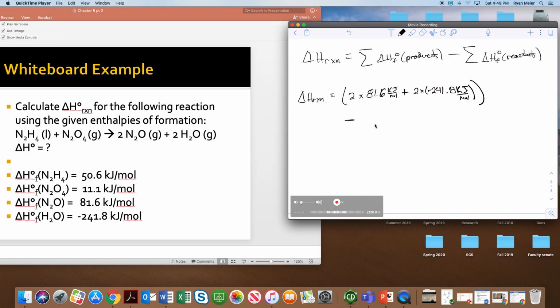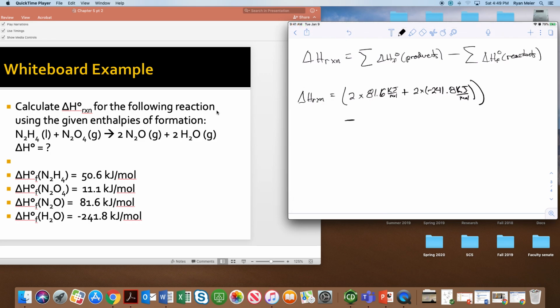And so subtracting for our reactants part, doing the same thing. For each of these, there's only one of them. So for N2H4, it's going to be 1 for its coefficient times the enthalpy of formation of the N2H4, which is positive 50.6 kilojoules per mole, plus, right, so we get the sum of all of our reactants. N2O4, we have 1 of them, so 1 times its enthalpy of formation for N2O4 is positive 11.1 kilojoules per mole.